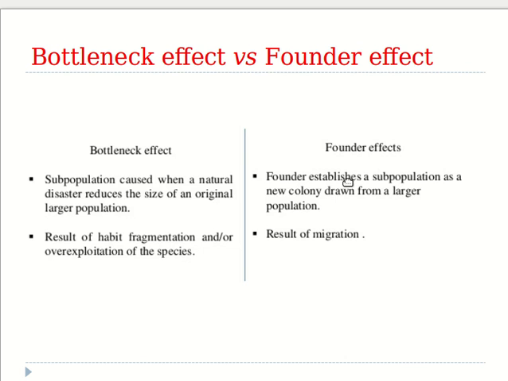But what happens in the founder effect? In the founder effect, the founder establishes a subpopulation as a new colony drawn from a larger population. So here the larger population remains, but a few individuals from the larger population move out. The individuals which move out, known as the founders, and the parent population both survive. No one is getting removed. The smaller population which moves out, the subpopulation, forms the founders. It is the resultant product of migration of species. So, these are the different types of genetic drift.